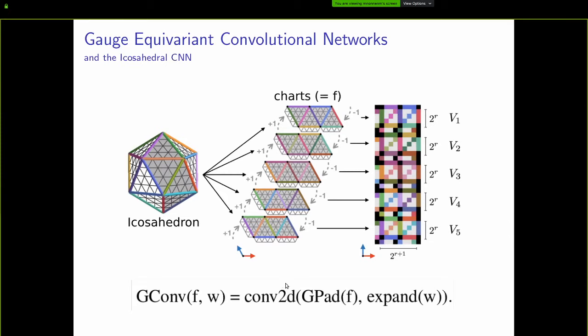All of these charts together cover the entire surface. And an individual chart is several of these neighboring faces. If you just slightly tilt them and you stack them, then you actually have something that is a matrix, a 2D structure over which you can do your convolutions.